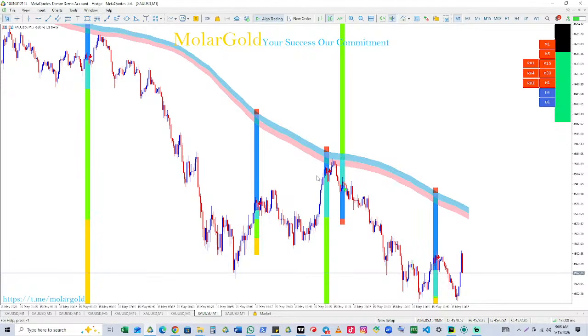There are so many stuff you can do with this indicator, and we have done so many of it.